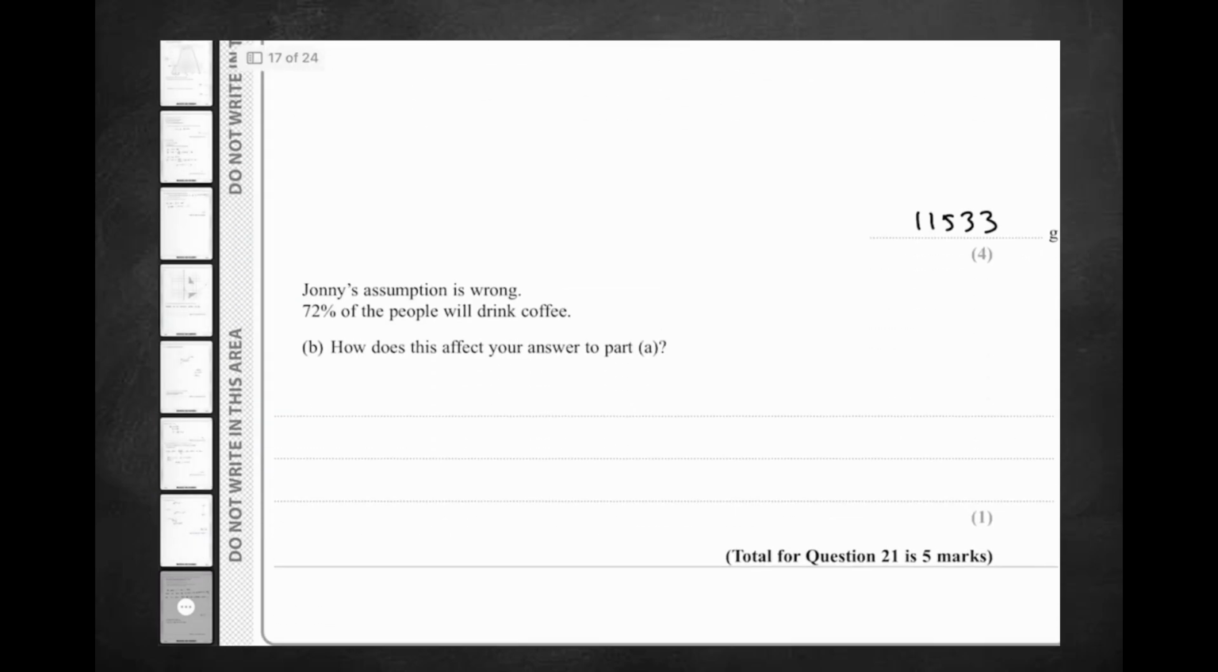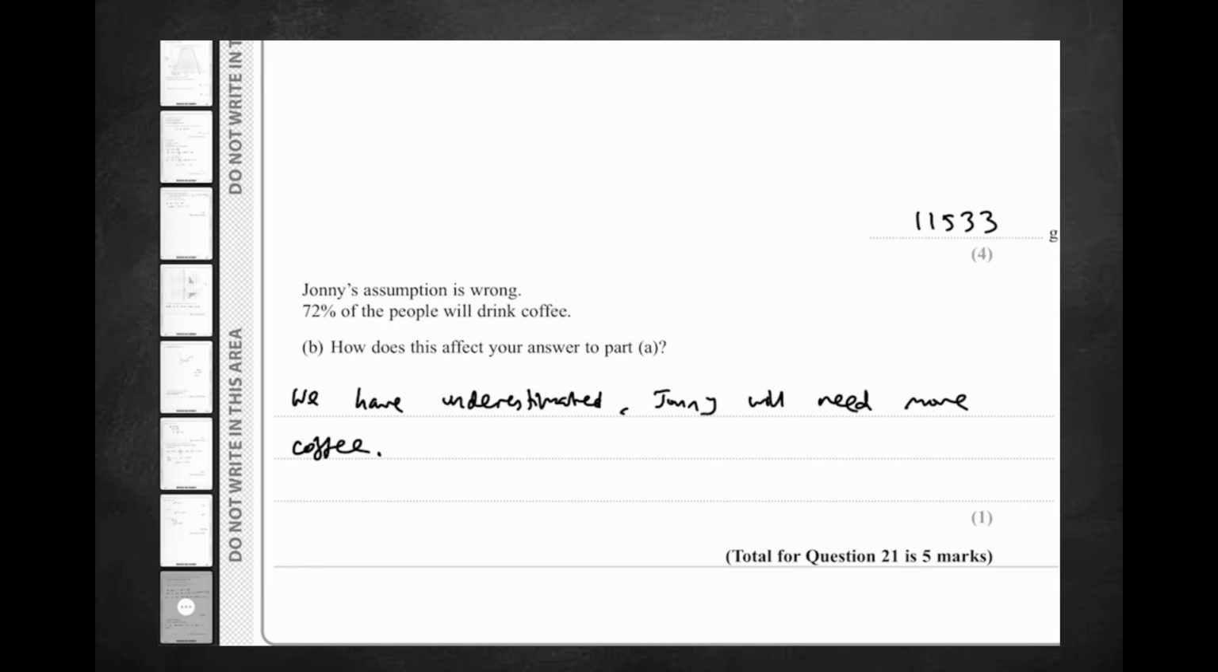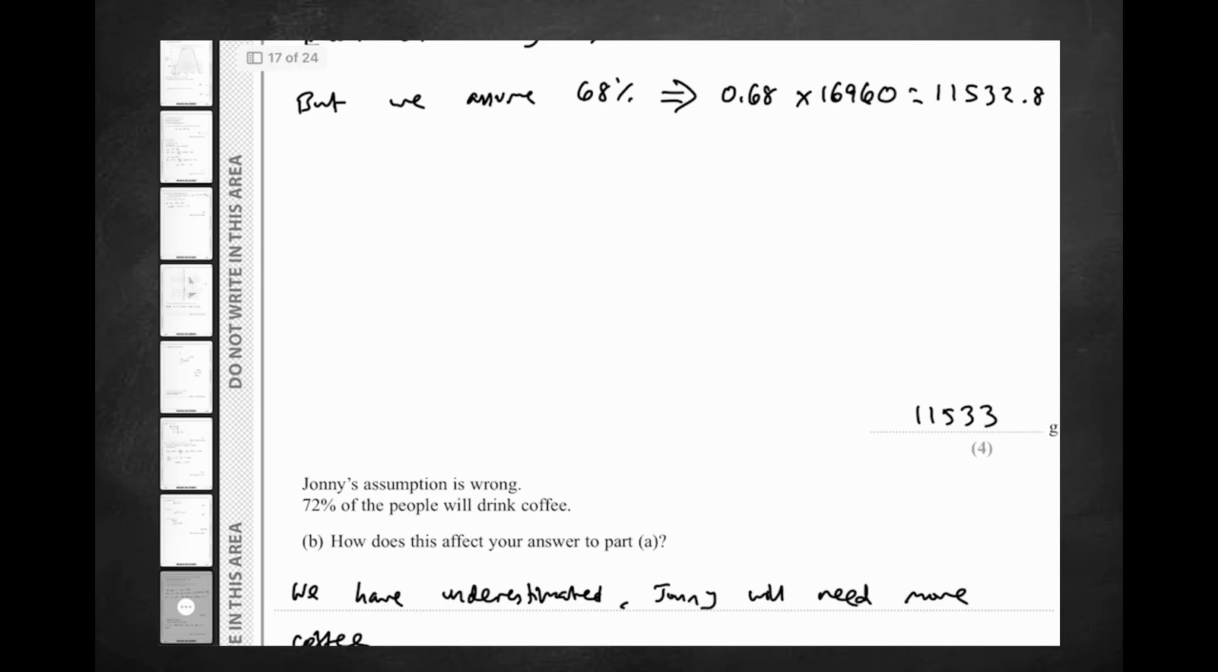Johnny's assumption is wrong. 72% of the people will drink coffee. How does this affect your answer to part A? Well, we have underestimated. Johnny will need more coffee. And since it's only a 1-mark question, we don't need to do any calculation here. To make you feel more comfortable, you can. It would be the same as part A, just instead of 0.68 times 16960, we would do 0.72 times 16960.